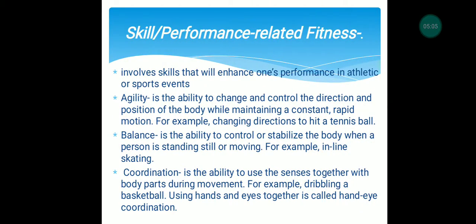Now let's proceed to the skill or performance related fitness components. They involve skills that will enhance one's performance in an athletic or sport event. First, let's have agility. It is the ability to change and control the direction and position of the body while maintaining a constant and rapid motion. For example, changing directions to hit a tennis ball. So it is the ability to change directions or positions while still under control. That is agility.